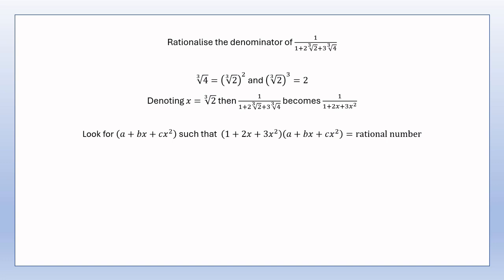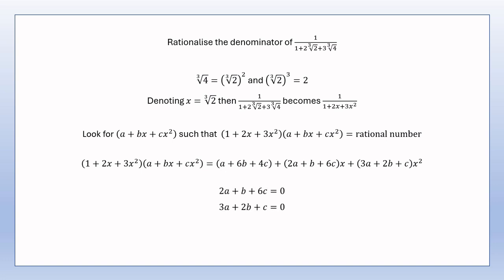And it turns out that in the case of a plus b root c, one possible expression is given by a minus b root c. However, we have that 1 plus 2x plus 3x squared times a plus bx plus cx squared is equal to the expression as shown on the screen. And remember that x cubed is equal to 2. And so, if this is to be a rational number, we require that 2a plus b plus 6c is equal to 0, and 3a plus 2b plus c is equal to 0.